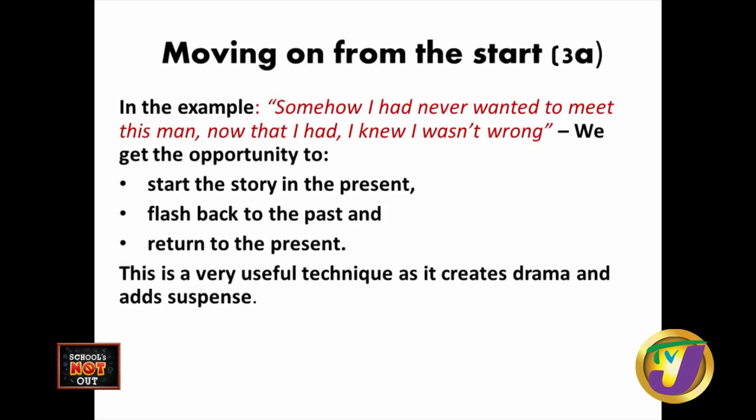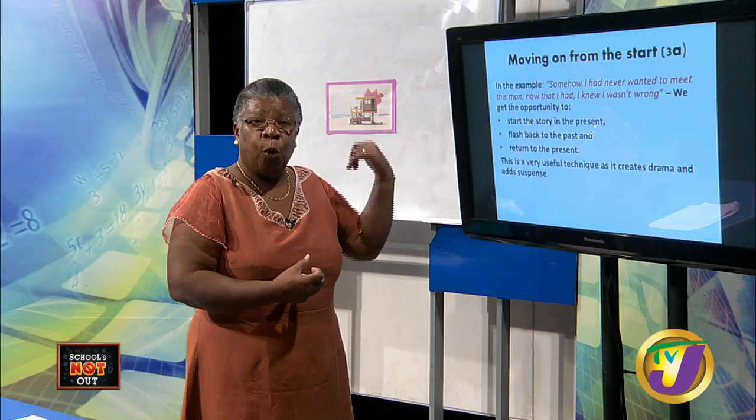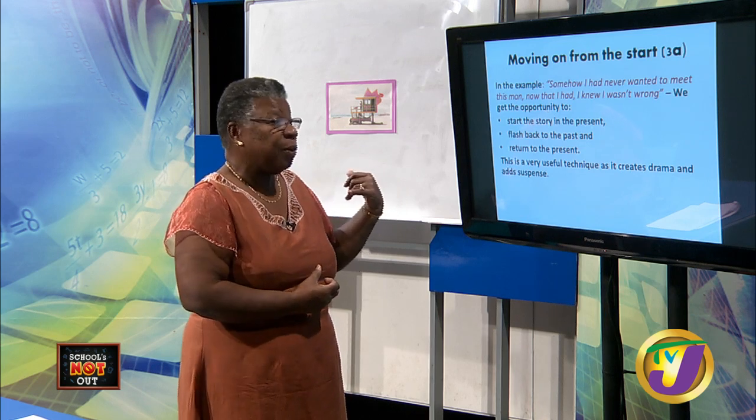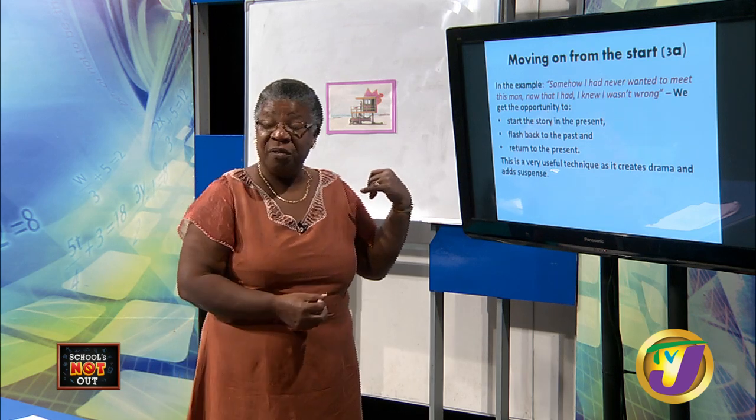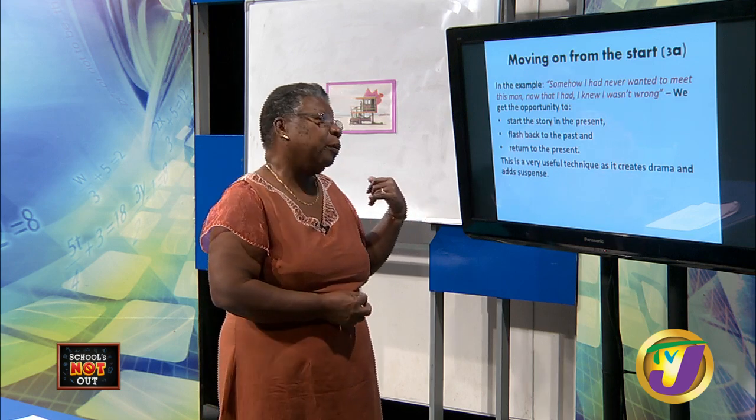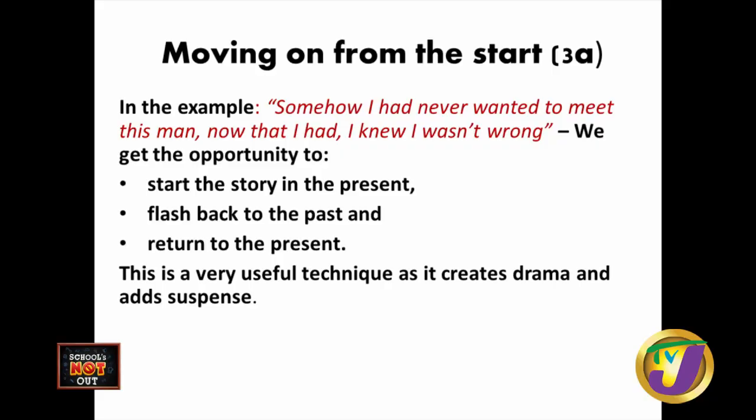My favorite. Somehow, I had never wanted to meet this man. Now that I had, I knew I wasn't wrong. What does that tell me? It tells me that the story starts in the present, but pulls on a previous experience. And this is one of the very important techniques in story writing. It's called the flashback technique, and it helps a writer to create drama and suspense.